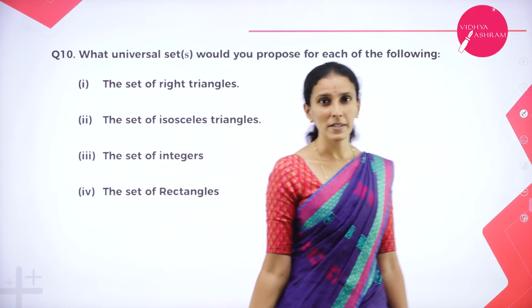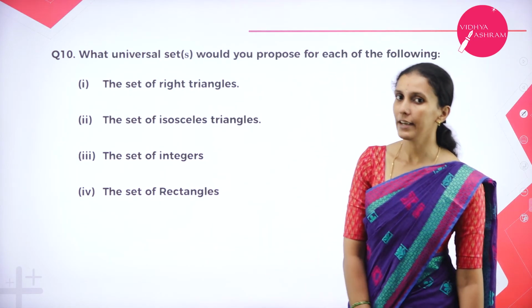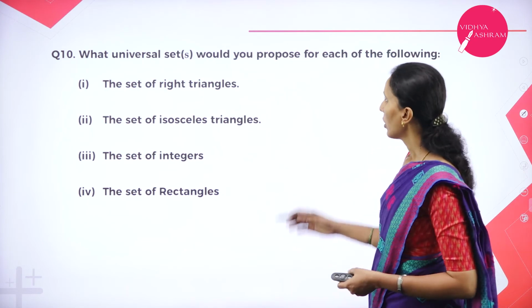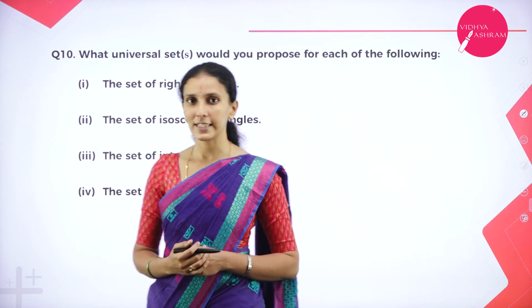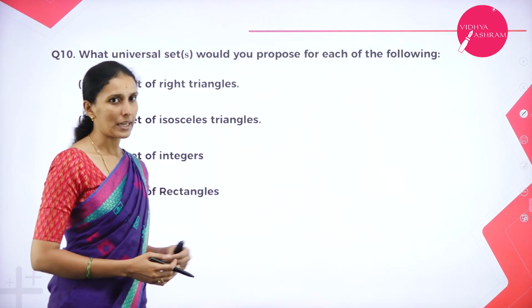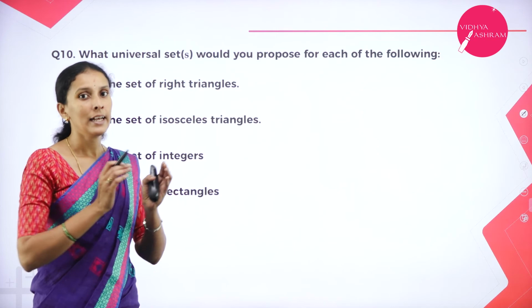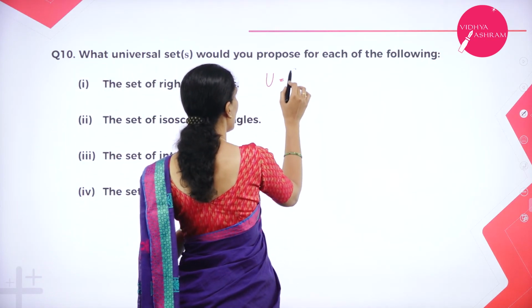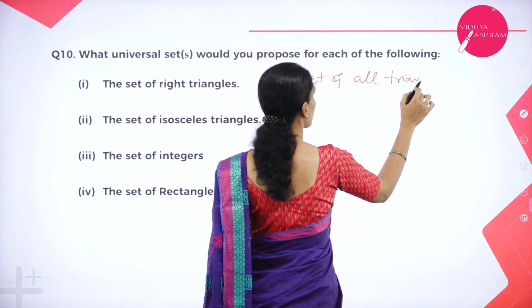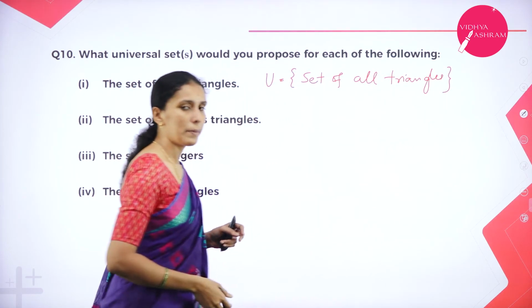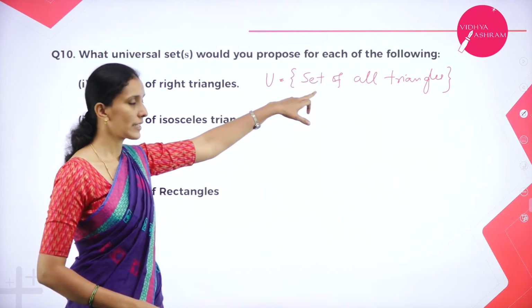Here are a few examples I have taken. Let me suggest a universal set for the examples given here. The question: what universal set would you propose for each of the following? The first is the set of right triangles, that is, right angle triangles. If I take the set of right triangles as the smallest set, then the universal set can be written as the set of all triangles. This forms a parent set for the given set.